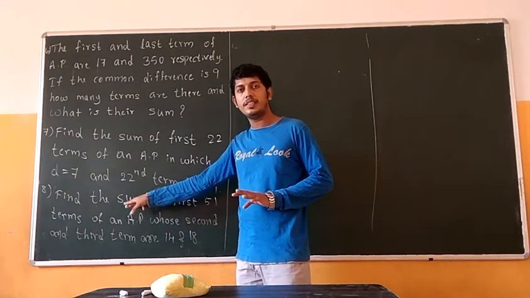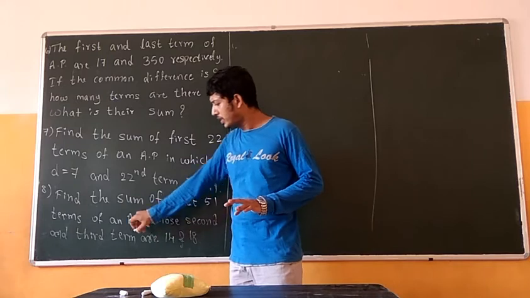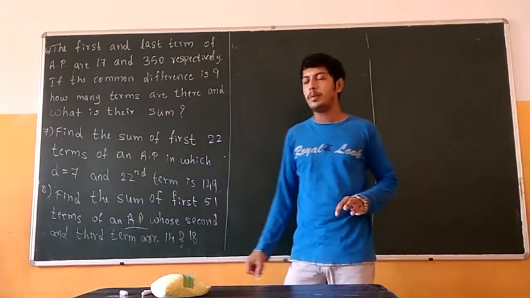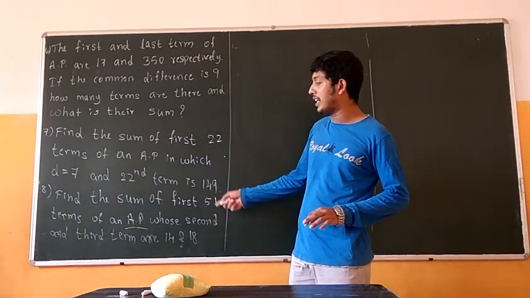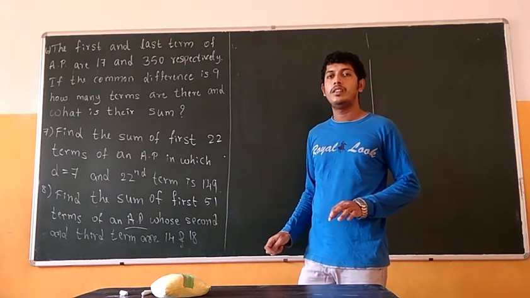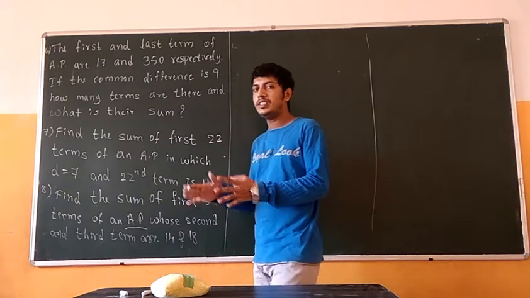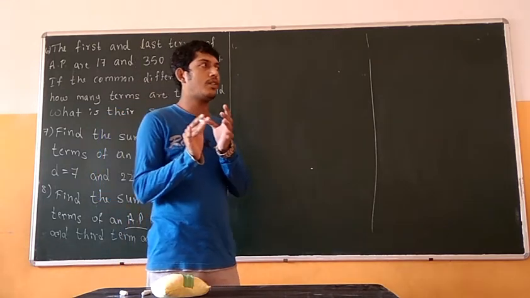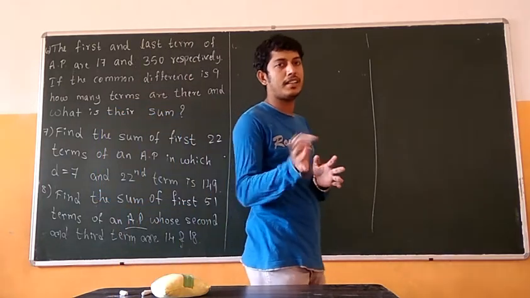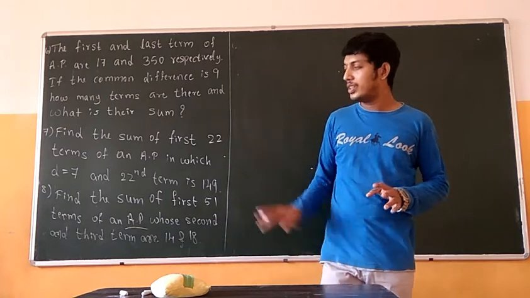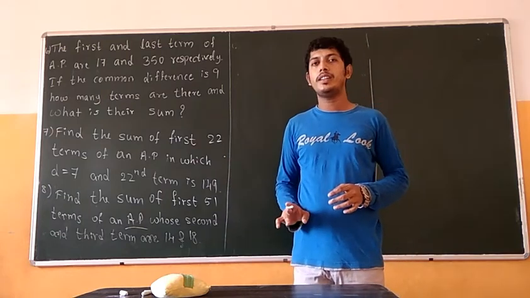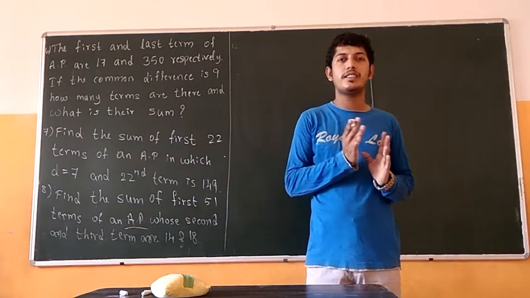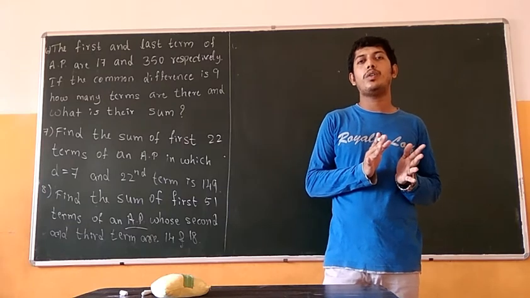The series is in arithmetic progression. It's given that the series is in AP, and they also give the second and third term. When a series is in arithmetic progression, we can find the common difference by subtracting consecutive terms. Your second and third term are given, that means a3 minus a2 gives the value of d.